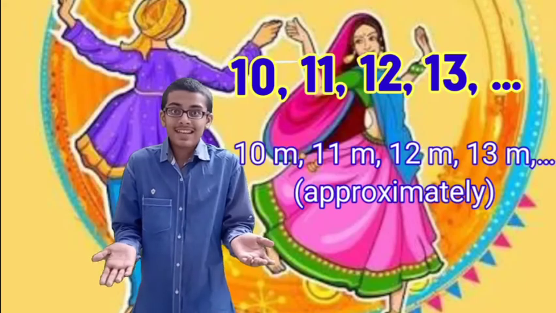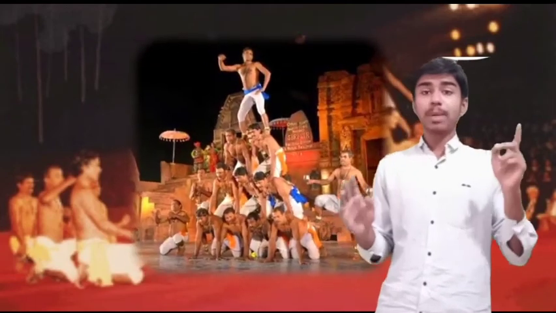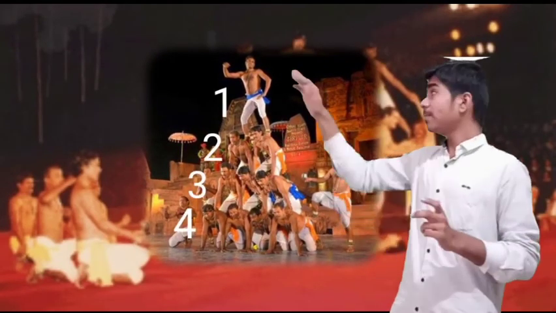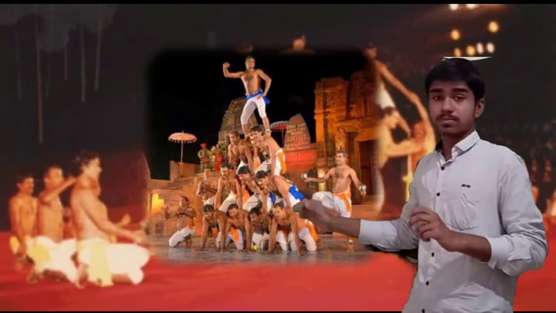Isn't it fascinating? Chhattisgarhi friends, can you recognize an AP in the Panthi dance form? In the pyramid of the Panthi dance form, the top layer has 1 and it increases by 1 from top to bottom.